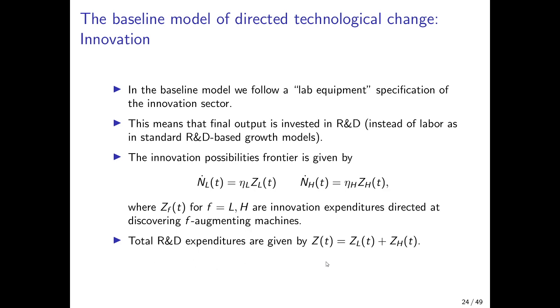And then total R&D expenditures is the sum of R&D expenditures ZL on patents for the machines used by low-skilled workers, and ZH as the amount of resources used in the production of patents for the machines used by high-skilled workers.